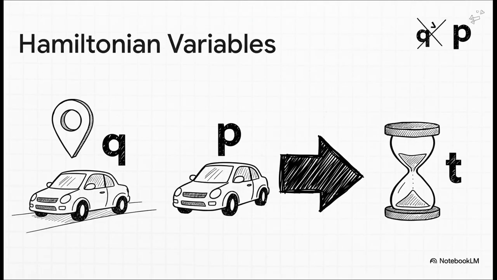So here's our new toolkit. We still have Q for position, that part hasn't changed, but Q dot, velocity, it's gone. And in its place, we have P, which stands for momentum. Now you might be asking, why is this better? Why do all this work?